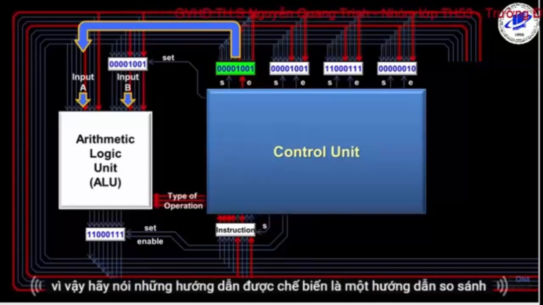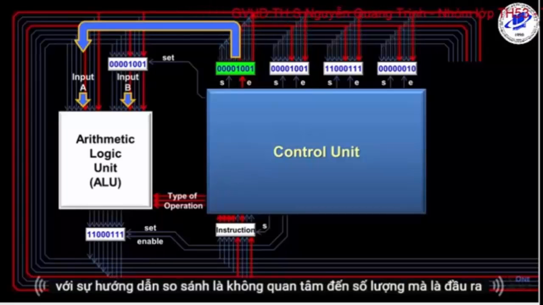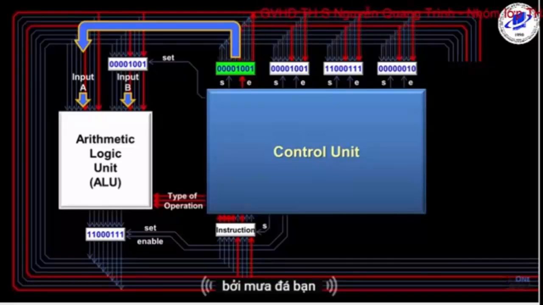So let's say the instruction we're processing is a compare instruction. With the compare instruction, we're not interested in the number that is output by the ALU.